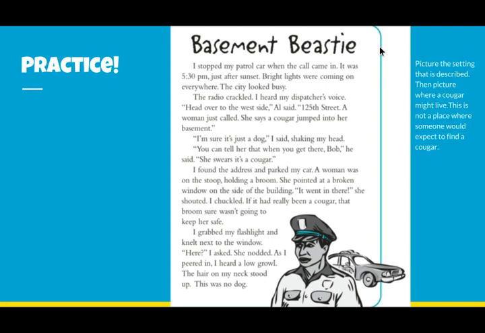So let's think about this really quickly, guys. Picture the setting that is described. I want you to visualize it. Then picture where a cougar might live. All right? So when you think about it, this sounds kind of like it's a city, right? When I read about the bright lights coming on everywhere and the city looking busy, I have this image in my mind of a place like New York, you know? And then when I picture where a cougar might live, I think of the mountains. A cougar's a mountain lion. So I think the wild. So this is not a place where someone would expect to find a cougar. So let's keep reading.